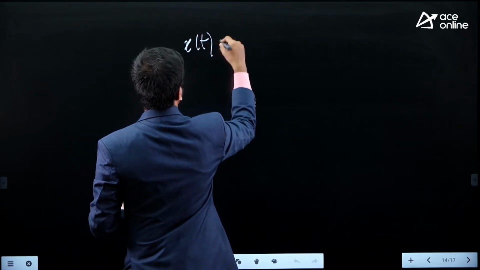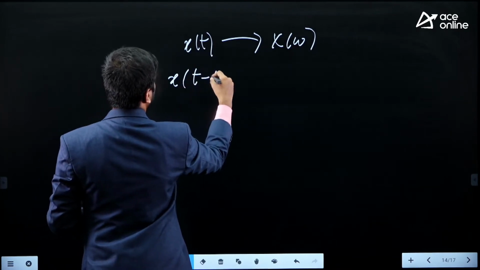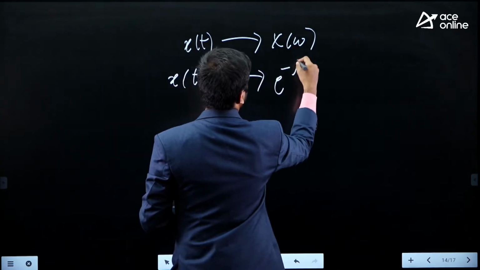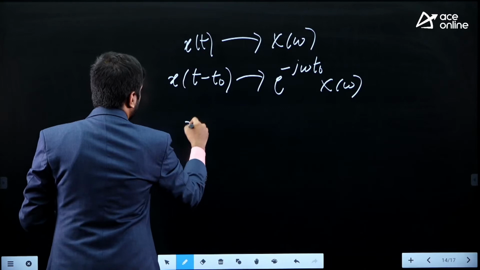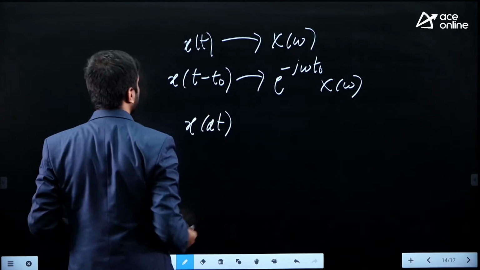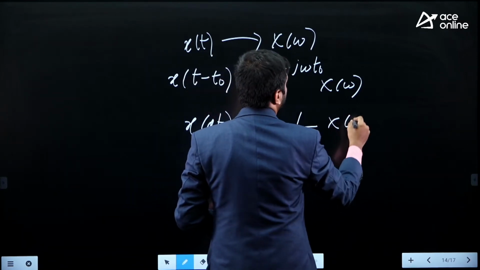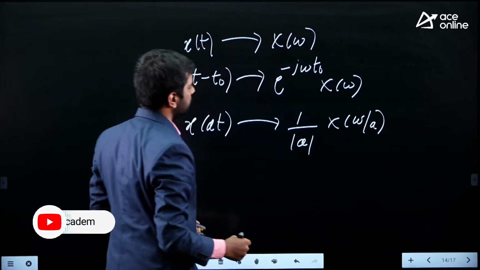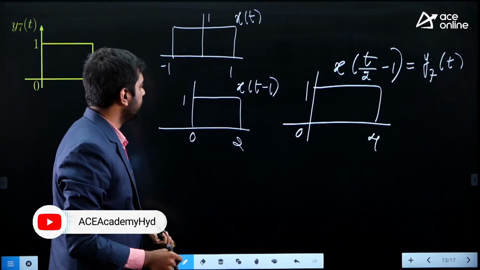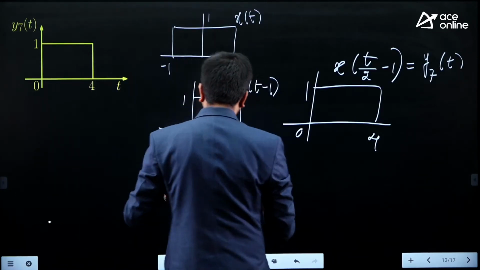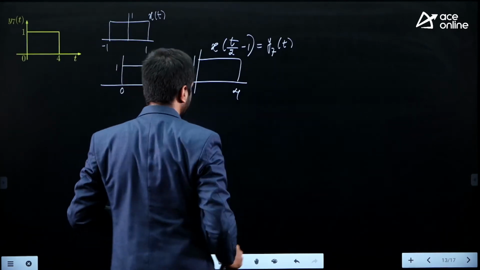Time shifting is already covered. The Fourier transform of x of t minus t naught is e power minus j omega t naught into x of omega. What's the Fourier transform of x of at? This is called the time scaling property. It is 1 by modulus of a, x of omega by a. These are the two properties that you have to use for solving this question. So the things involved are shifting and scaling.